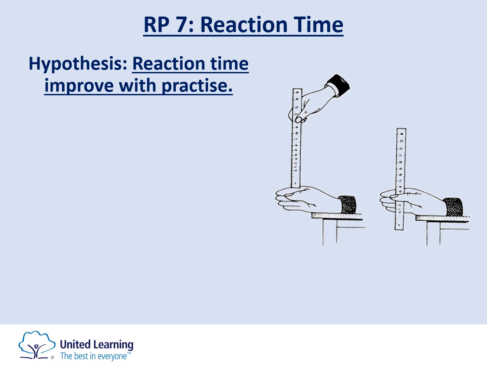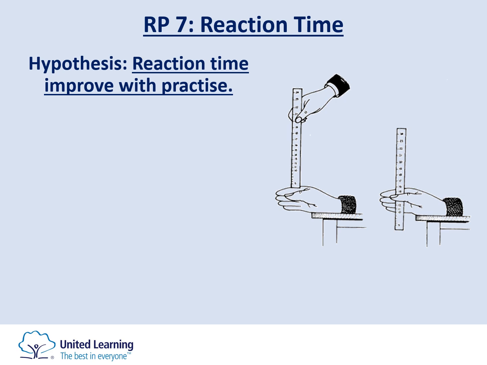So to start us off, we're going to be looking at required practical 7, which is reaction time. This is part of the homeostasis unit because it's looking at the reflex arc and the input of the nervous system. For our hypothesis for this required practical, we are looking at if reaction time improves with practice.